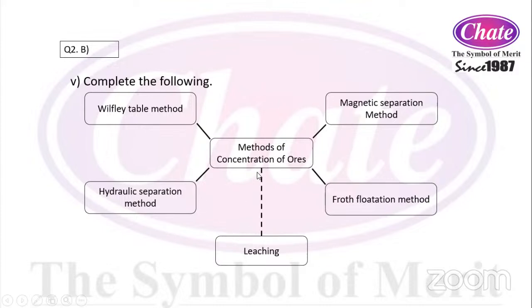Okay, so that is why I have put this dotted line. So it is not necessary and not compulsory to mention the 5th one. Okay, if you mention the 4, that is sufficient for you to get the full marks. So each method carries half mark.